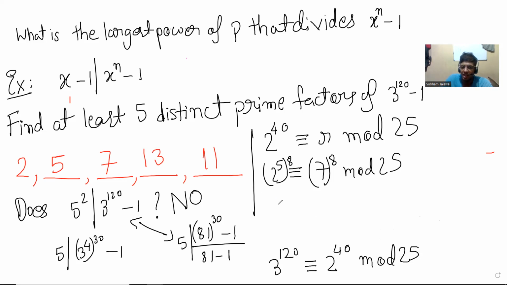And so I don't know. So tell me, what is the problem in calculating 7 to the 8 modulo 25? Take some time and calculate. Let's see.